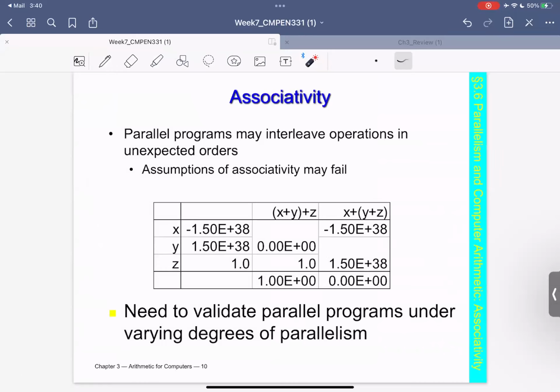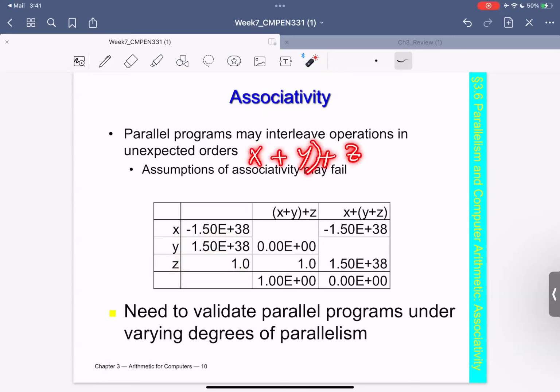Now let's switch gears to another property, the associativity property, and double check if it holds in the floating point format or not. Suppose that we have three numbers, x, y, and z. This is x, this is y, and this is z. And we would like to add x plus y plus z.